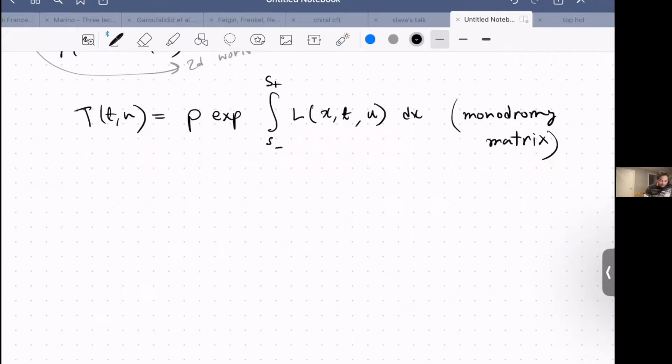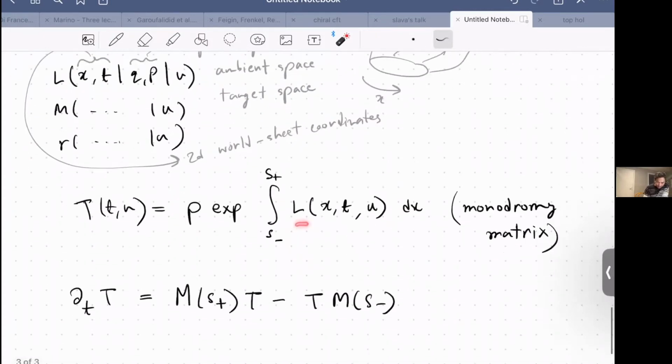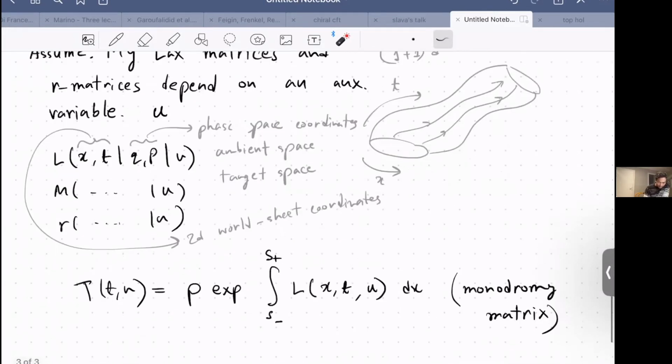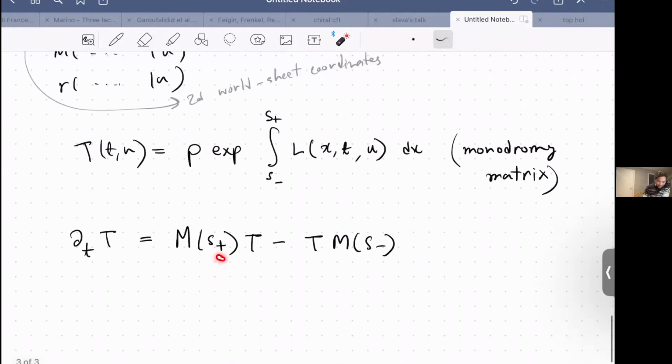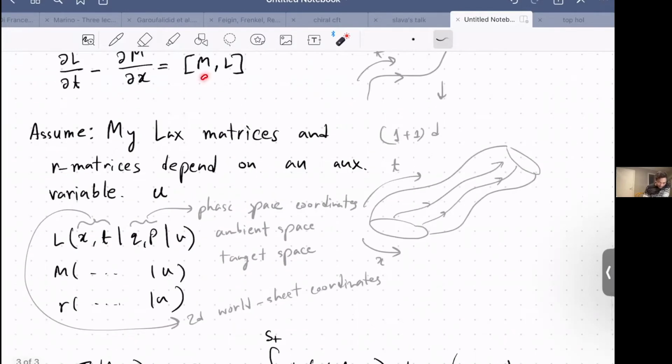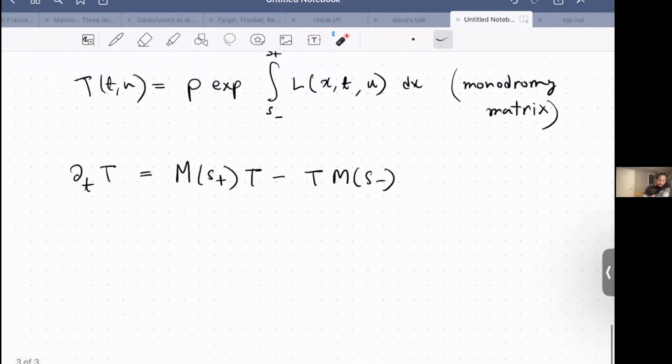Now, this matrix has some nice properties. For example, if you take the time derivative of this thing, what you find is that it equals M evaluated at S plus, times T, minus T times M evaluated at S minus. This M is part of the Lax pair, and of course, I'm assuming that this L and M satisfy the Lax equation. That's how you get these M's. So this is M evaluated at S plus. M is, of course, a function of x, t, and so on. So you get this equation.